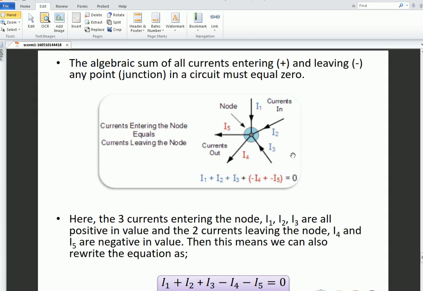Please note that in this example it is clearer: the currents I1, I2 and I3 are taken as positive, with a plus sign, because this is the algebraic sum, and the currents I5 and I4 are leaving, so they would be minus I4 and minus I5. So this would be the equation of KCL.